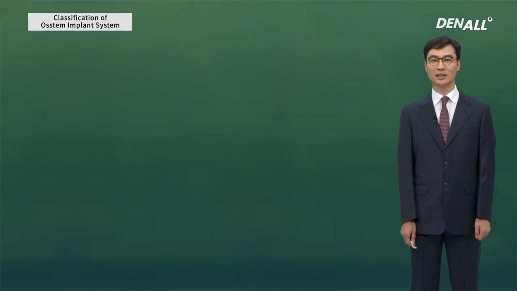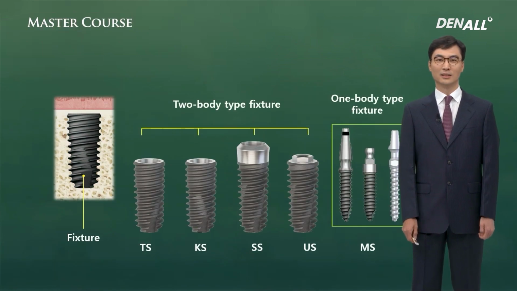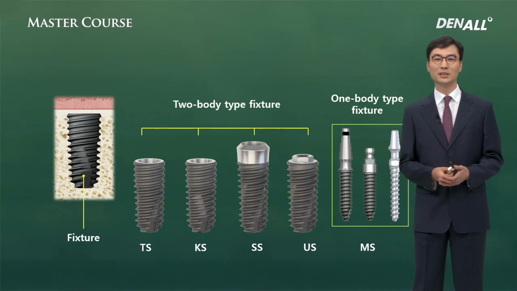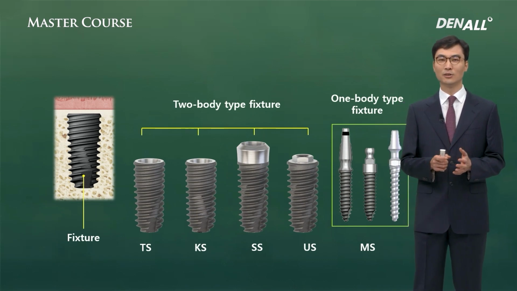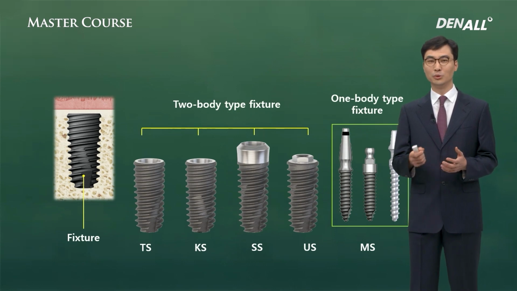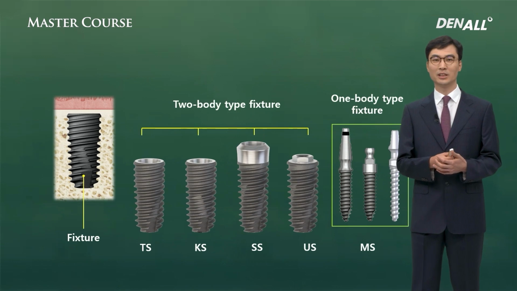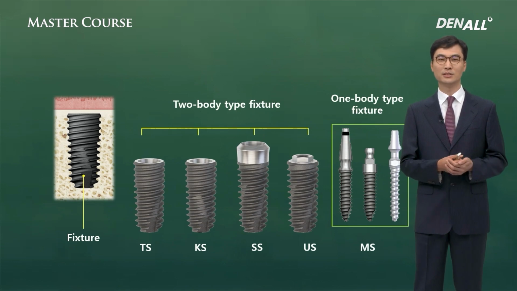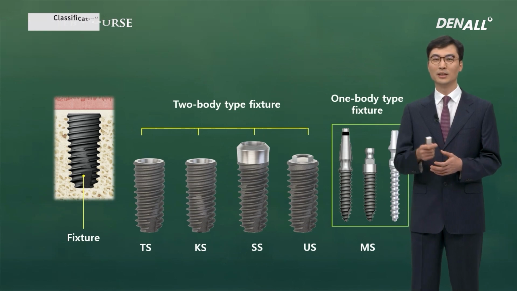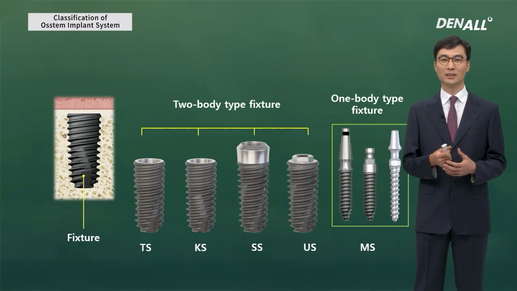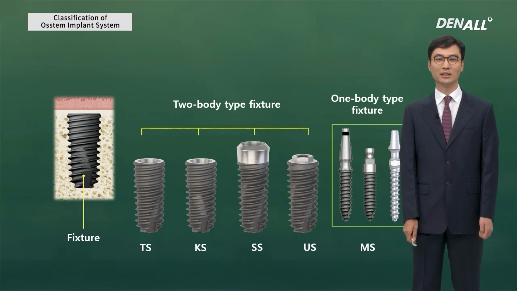Today we are going to look at various Osstem implant systems and the characteristics of each. Osstem implant produces and sells most of the implant systems we use clinically. We look at the characteristics of representative Osstem implant systems, including the internal system, one stage, and external system, up to the one body type. So today we are going to look at them.